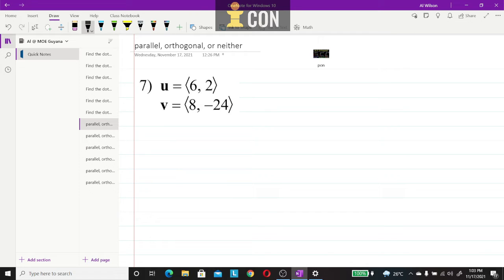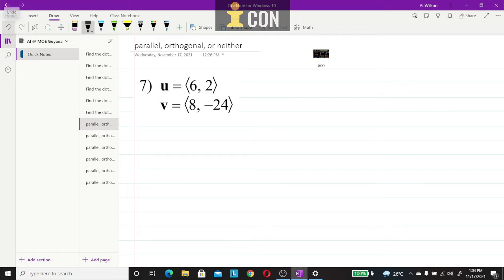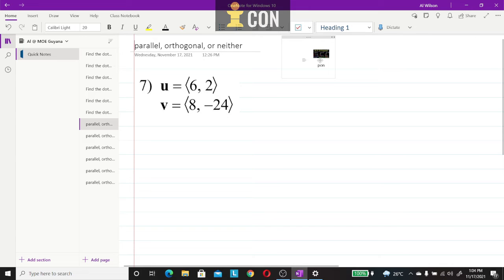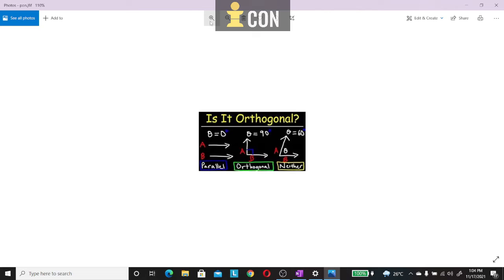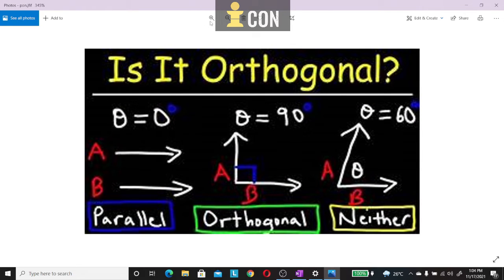Now I'm going to take a little bit of time for this one to go through everything. So in starting, let's just look at this from YouTube. It's a picture. So is it orthogonal? So we're looking at parallel, orthogonal, or neither. I believe this was taken from the Organic Chemistry Tutor YouTube channel, so you should check them out if you would like some more practice questions on this.